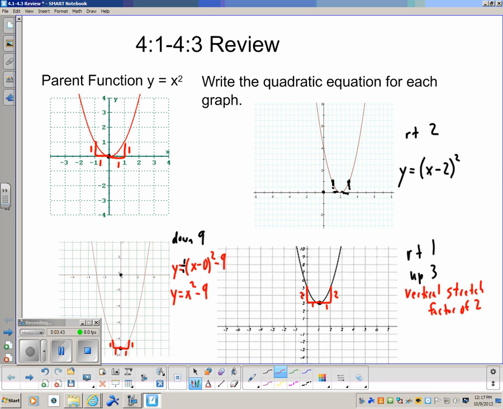So let's write out the equation here. So it goes y equals, the 2 is going to go out in front. Remember, rise over run, so it's 2 over 1, which is 2. And then we've got x going to the right, minus 1 squared, and then up 3, which is plus 3. So there we've got our nice equation.